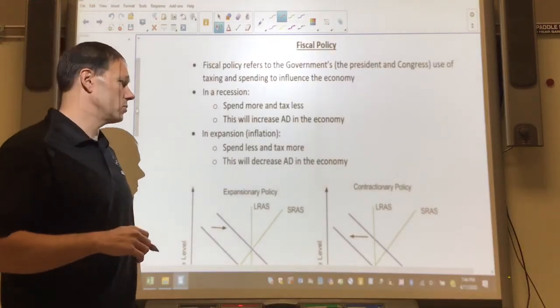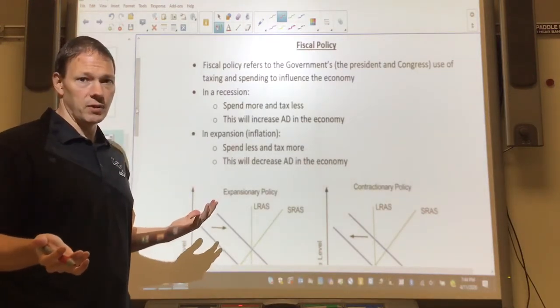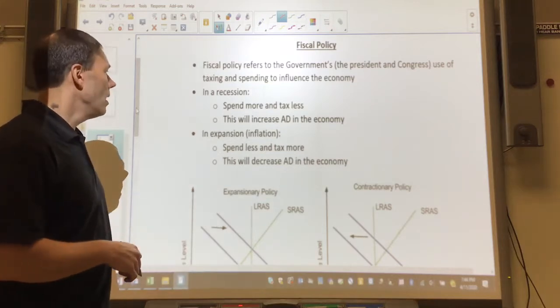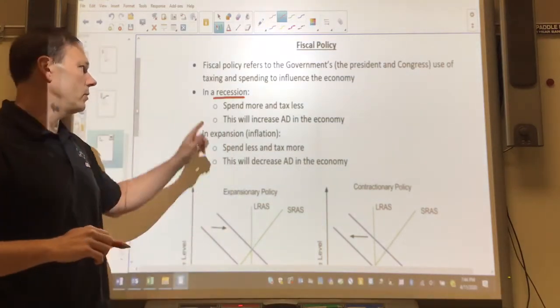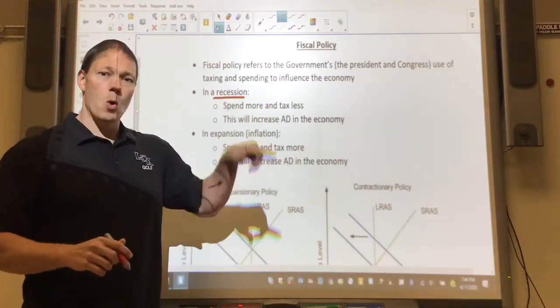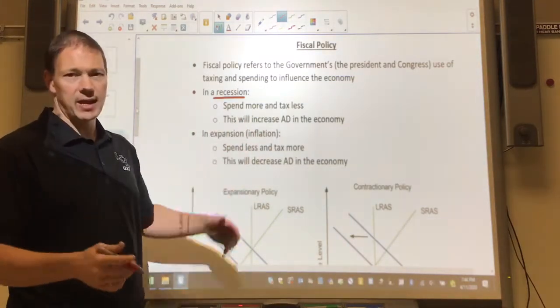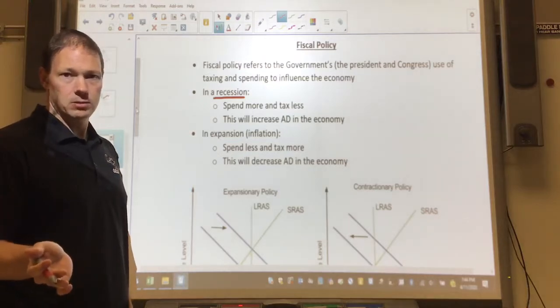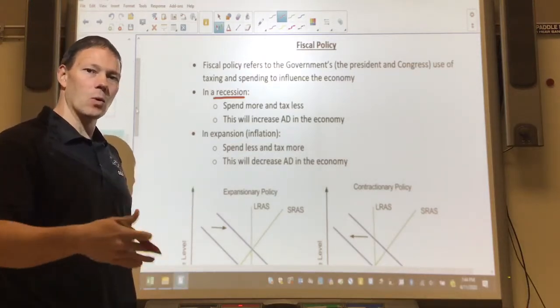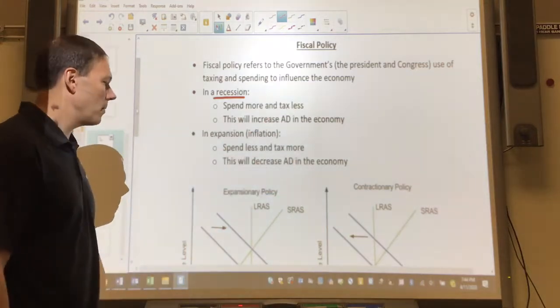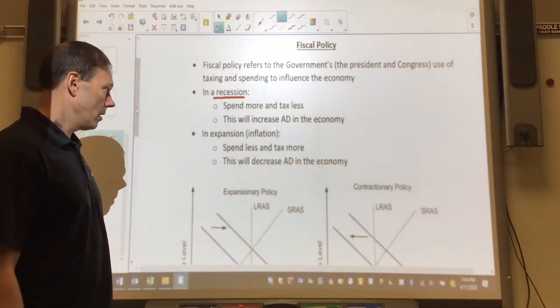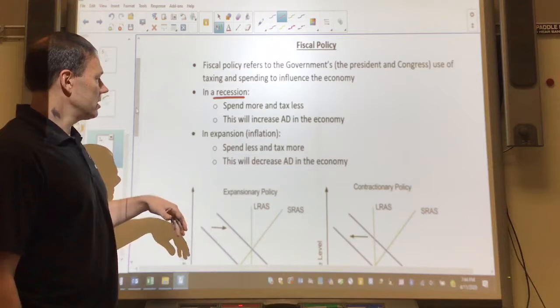Now, how do they do this? Well, typical Keynesian fiscal policy approach: if we're in a recession, what does the government want to do? They want to spend more and/or tax less. The goal of that is to increase aggregate demand in the economy. And we're going to see this in a second with the graphs.